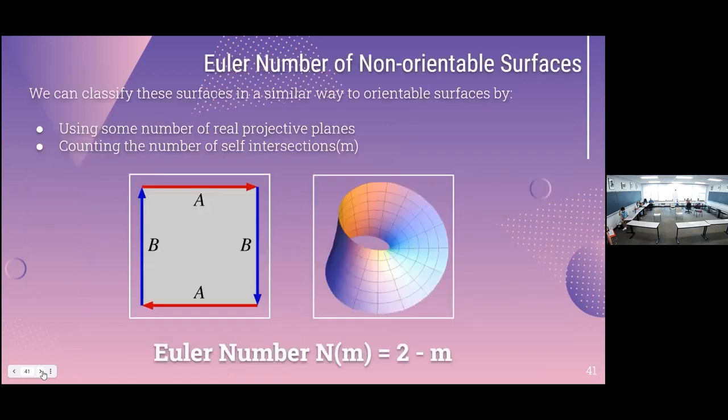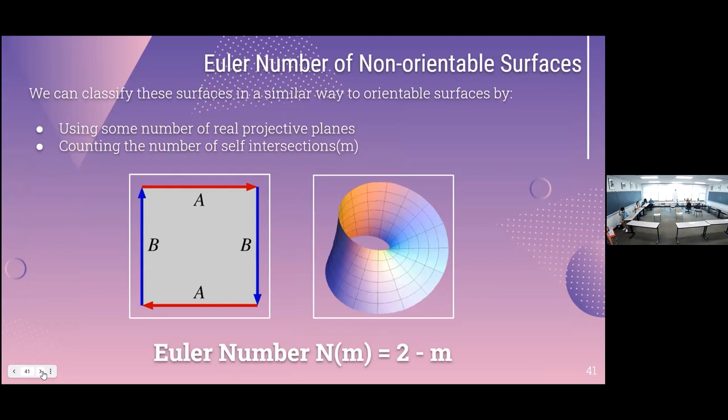And so it turns out that we can't quite calculate the Euler number of non-orientable surfaces in the same way, but it is possible. Just instead of using tori, we have to use projective planes. Now, a projective plane is a really abstract concept that we don't have time to flesh out in detail, so I'll just give you the basic construction.